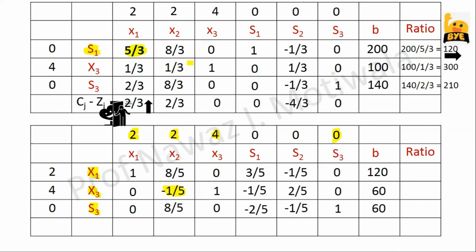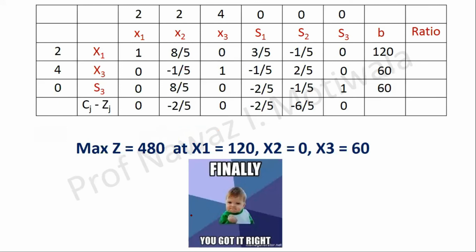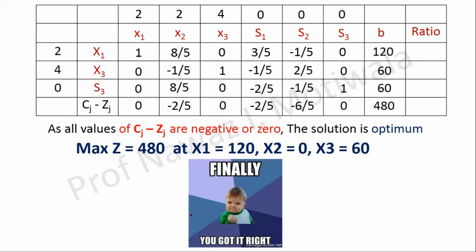To avoid risk, these are the answers for the table and these are the answers for Cj minus Zj. Again for Cj minus Zj, I write the answers for x1, x3 and s3 directly as 0, and I compute only the remaining ones: minus 2 by 5, minus 2 by 5 and minus 6 by 5. Okay, let us proceed further. We can see that all the values of Cj minus Zj are either negative or 0. So I will write that my solution is optimum.